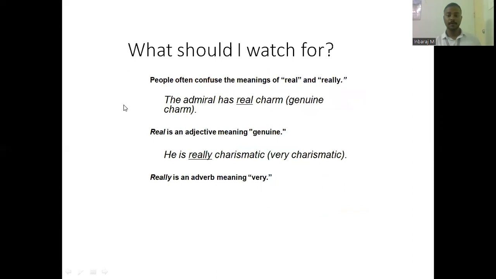And you should be really careful with words that look alike. Real and really are two different words. Real is an adjective, really is an adverb. People often confuse the meanings of real and really. For instance, the admiral has real charm. He has a genuine charm. Here real is an adjective. Look at the next line. He is really charismatic. That is, he is very charismatic. So here really is an adverb that describes the pronoun he.